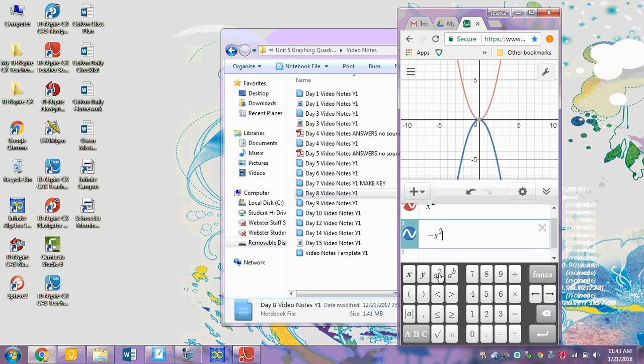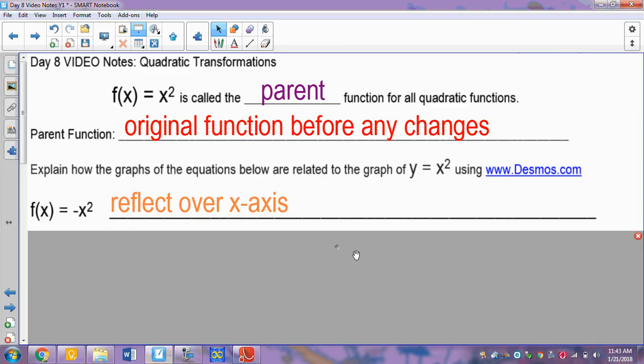How did this change? What did it do from the original or the parent function? Hopefully you're saying to yourself, it reflected over the x-axis. However, the vertex is still the point 0, 0. Okay, so that's what we're going to write here: that the new function, or how it transformed, is it reflected over the x-axis. So it looks exactly the same. The only difference is that it reflected.